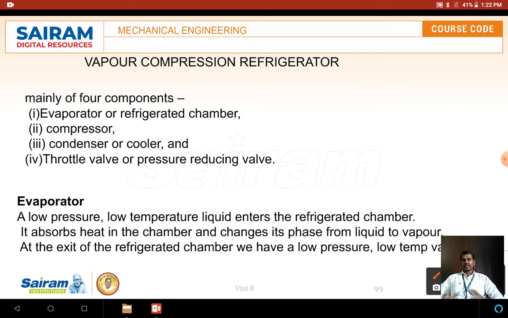The evaporator is the area where we are keeping the materials, as in the fridge, we can call it the refrigerator, and there a coil is going on. Through the coil, the low temperature, low pressure liquid is passing into the refrigerator chamber. When it passes through the chamber, through the set of coils, it absorbs the heat inside the chamber, and it takes the heat and changes into vapor.